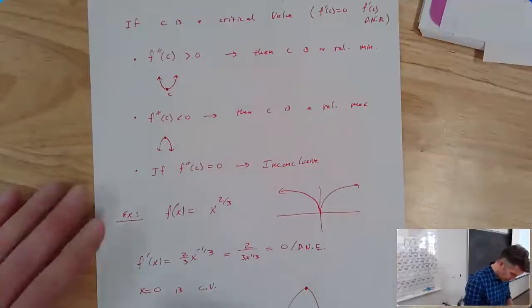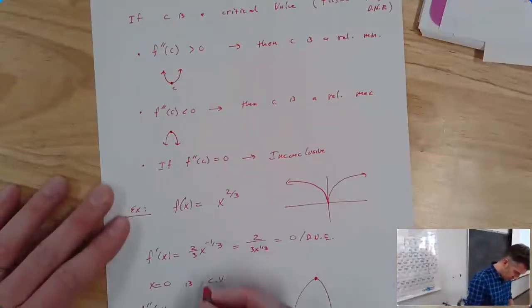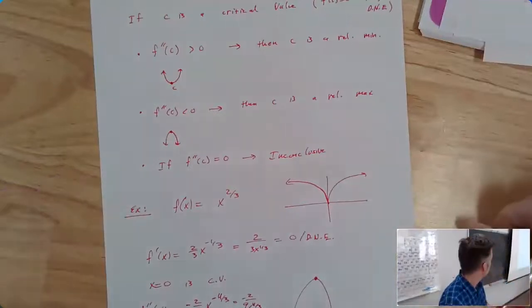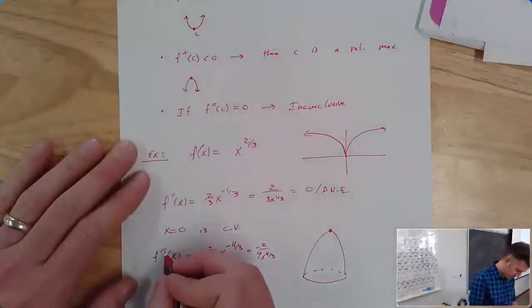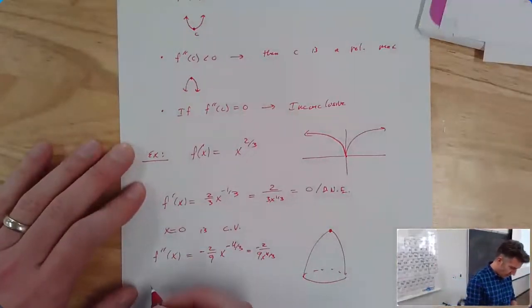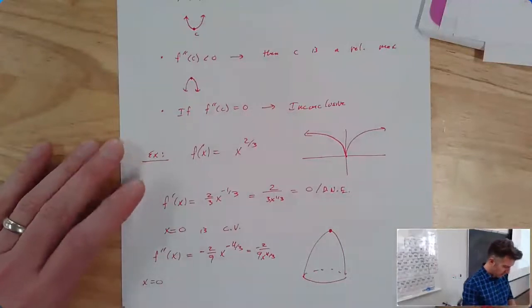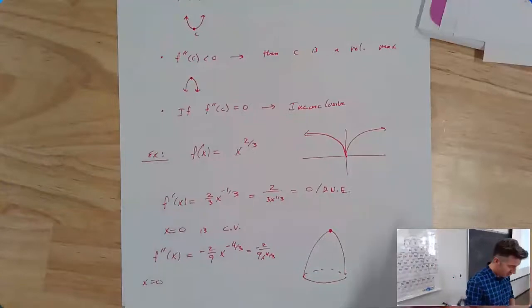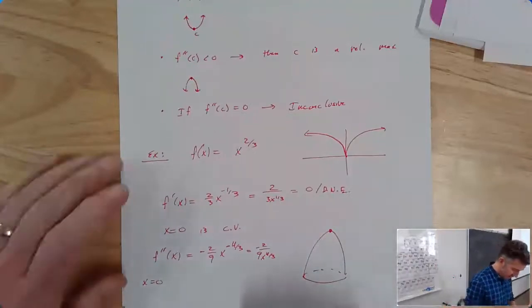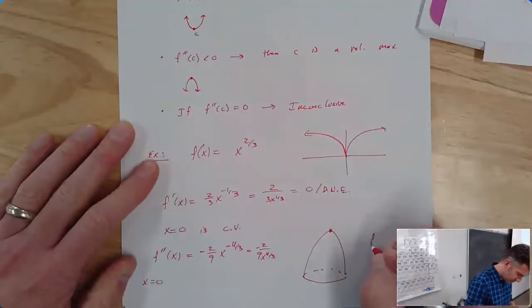Sorry. So my second derivative here is equal to -2/9 x to the negative 4/3, which is -2 over 9 x to the 4/3. So I do have x equal to 0 again being a critical point for the second derivative. But the second derivative is undefined there. So I definitely couldn't use the second derivative test, because f double prime of 0 is undefined.